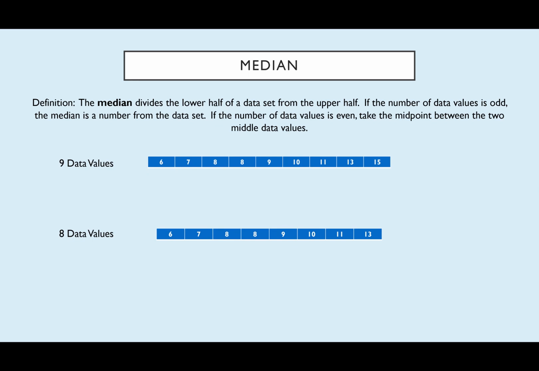So let's look at that in action. With 9 data values, our middle data value is right there on the list. It's actually 9. We can see here that we have 4 data values to the left, 6, 7, 8, 8, and we also have 4 values to the right, 10, 11, 13, 15. And the median is 9.